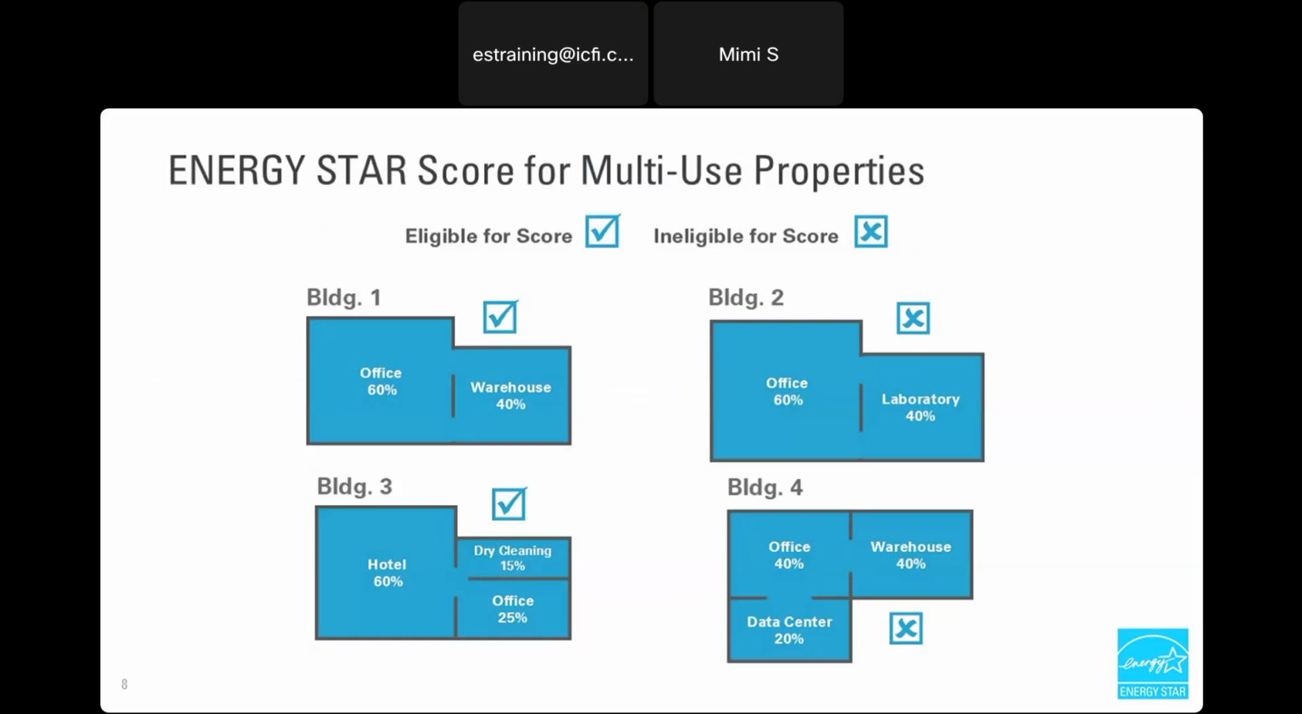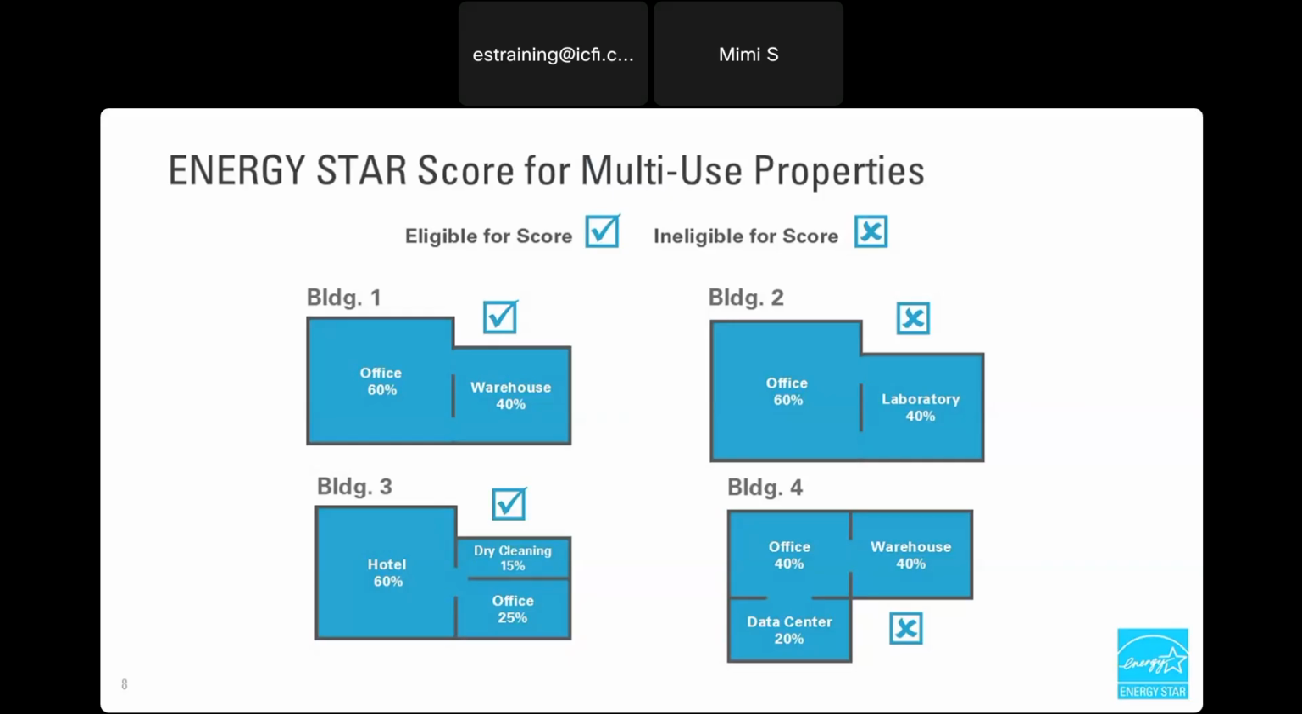So moving on from there, it's not uncommon for properties to have multiple property types within it. And a multi-use property can still receive the Energy Star score and be eligible for certification. However, it must meet two conditions. The first condition, 75% of the property's gross floor area must be comprised of property types that are eligible for an Energy Star score. And number two, more than 50% of the gross floor area must be comprised of one eligible property type. So we'll go through some examples that you can see on the screen here.